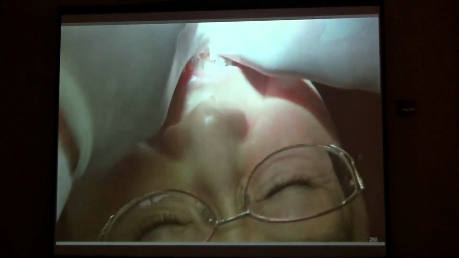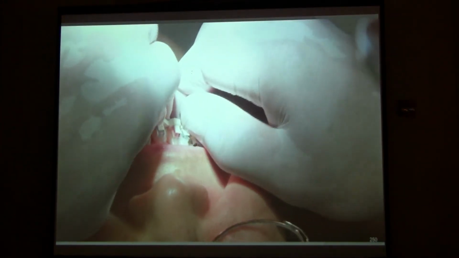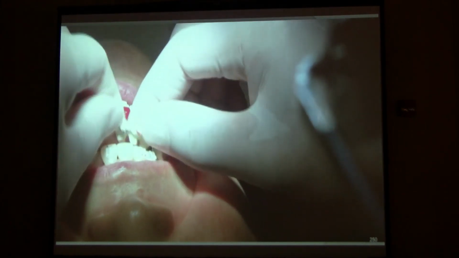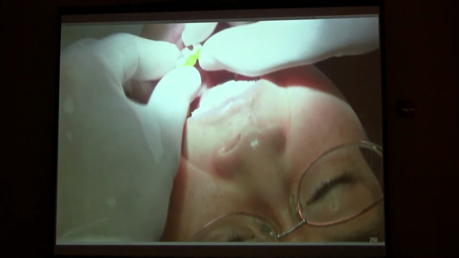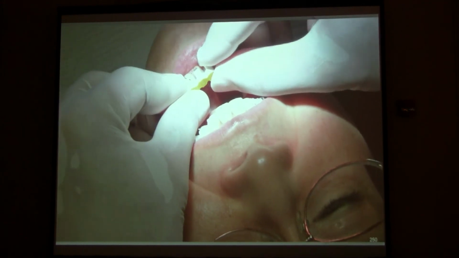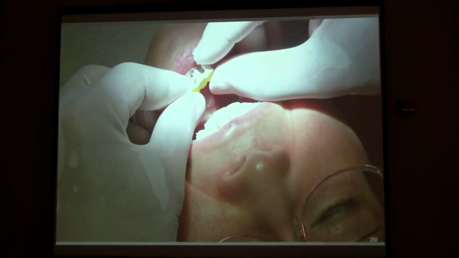They come off. Some of the older ones are a little harder to come off. Some of the newer ones that we have now are just a lot easier. And that's essentially the process.